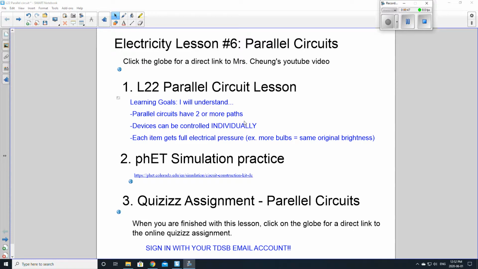We know that from series circuits, like the example with the Christmas lights: if one of those Christmas lights in a series circuit blew out or burnt out, then the whole line of Christmas lights would all go out. And the last thing is that in a parallel circuit, each item gets the full electrical pressure. This is really useful because even if you add more bulbs in parallel, each of them will have the same original brightness. Those are the main things.